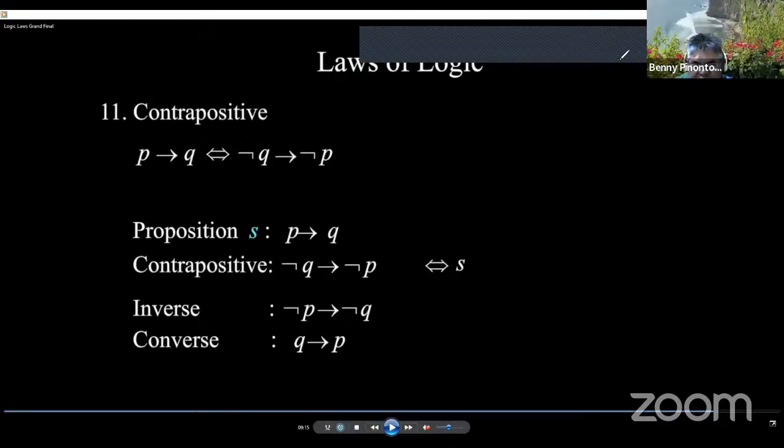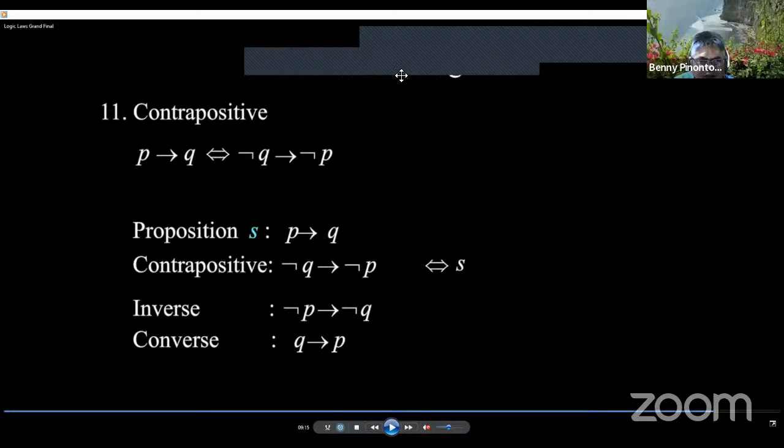If this is the proposition, then we call it S. Then the contrapositive is the same as S, that is, when you put not Q imply not P. But the inverse, we call it inverse, is just the same here, but not P and not Q.